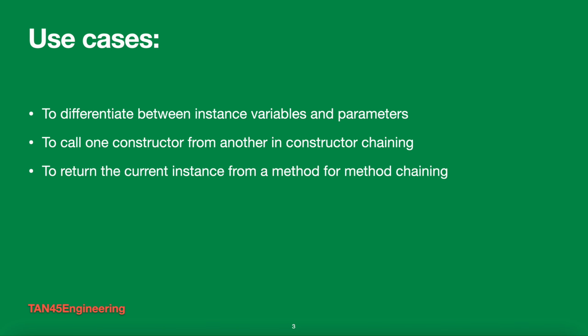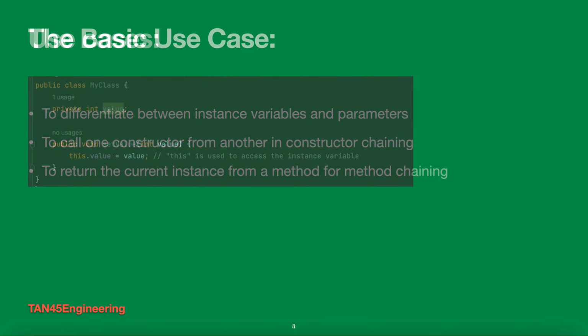Let's look at a few of the use cases where we use this keyword. First one is differentiating between variables and parameters. The second one is in constructors to form constructor chaining. And lastly, we use it also for method chaining and for passing the current instance to a method. We'll look at all of these use cases one by one, and let's go through them.